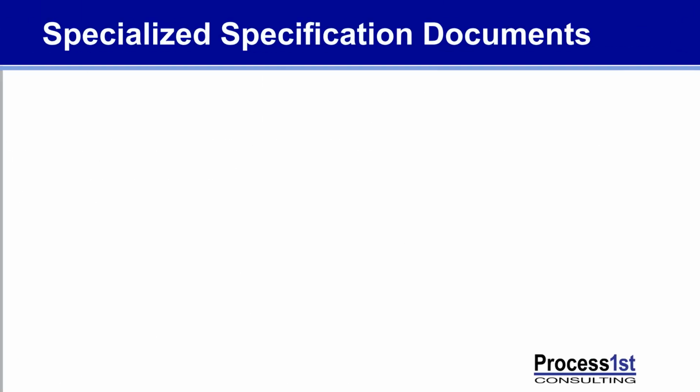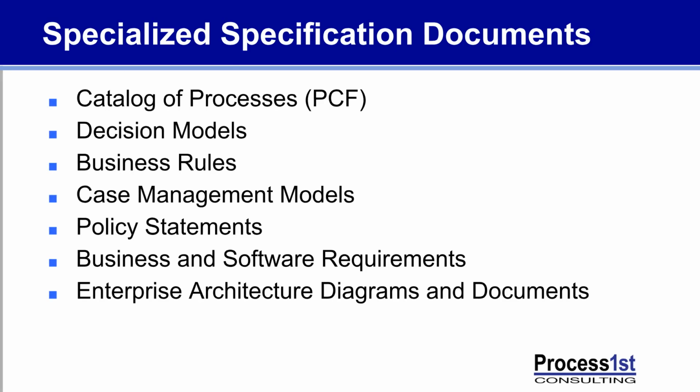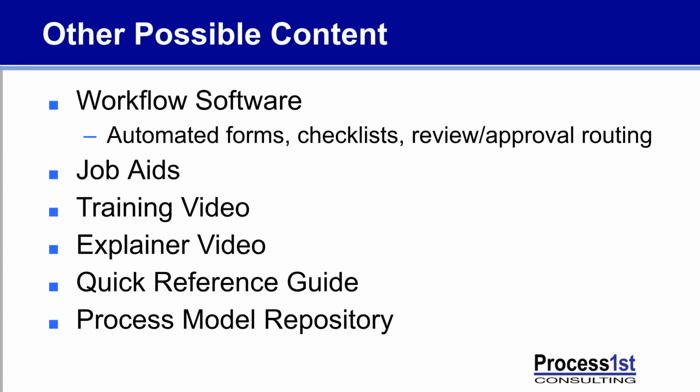Specialized specification documents are critical components of a thorough model. These include process catalogs, decision models, business rules, case management models, policy statements, requirements, and enterprise architecture documentation. Beyond documentation, your model may also include workflow software components, job aids, training and explainer videos, quick reference guides, and a centralized process model repository.